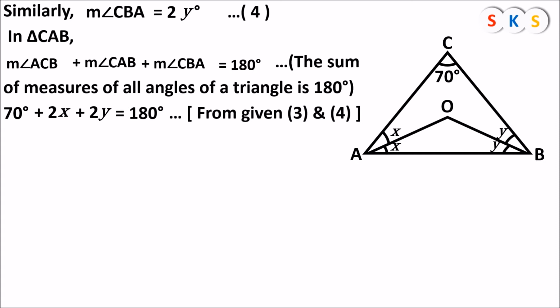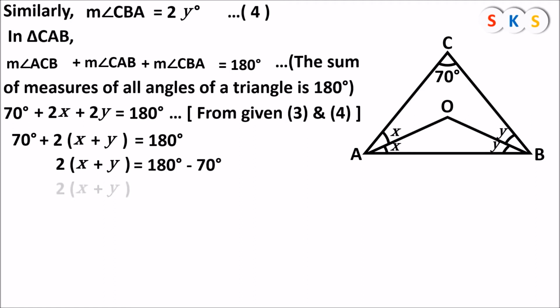So we will write here 70 degree plus 2 in a bracket x plus y. You can see that I have taken 2 as a common, equals 180 degree. Now we will shift 70 degree to that side. So 2 into x plus y equals 180 minus 70. Therefore, 2 into x plus y equals 110 degree. Now we will shift 2 to that side of equal to. So x plus y equals 110 upon 2. Therefore, x plus y equals 55 degree.